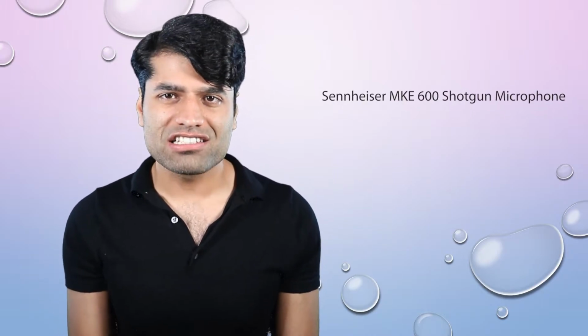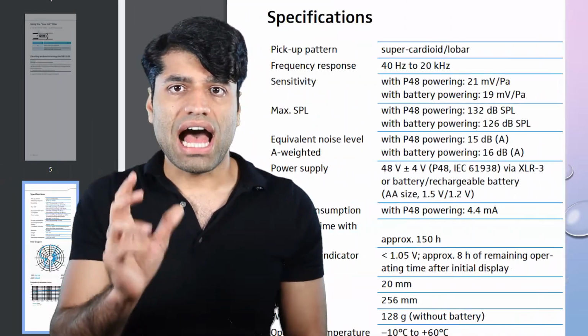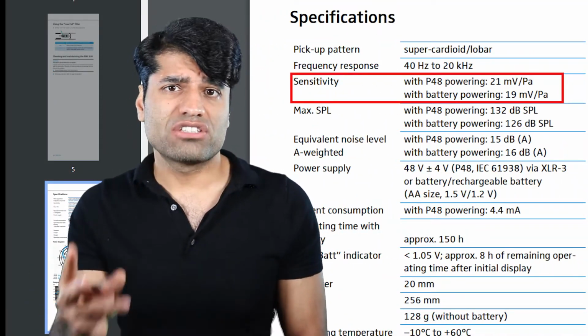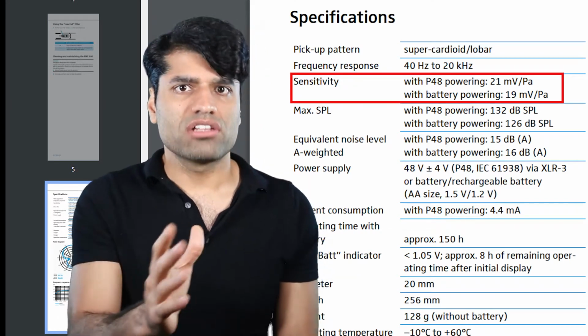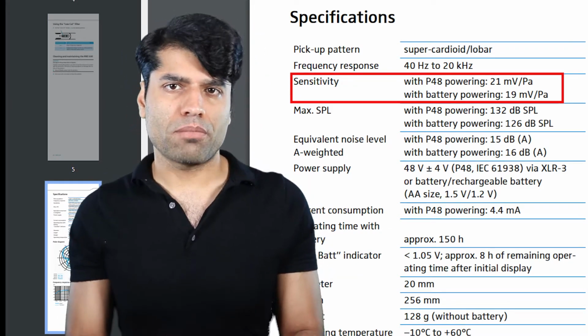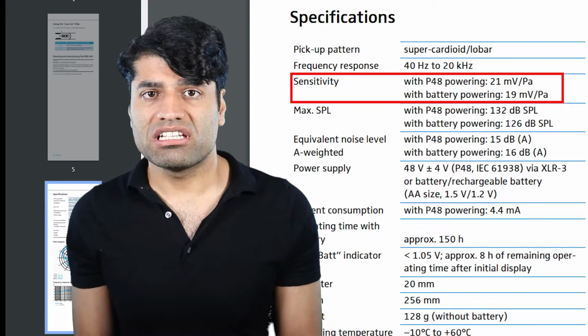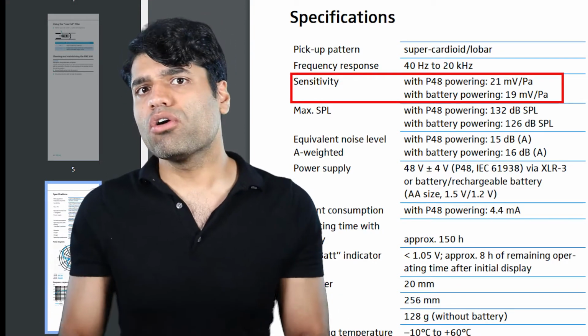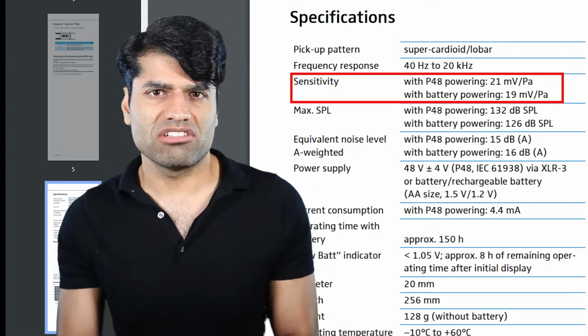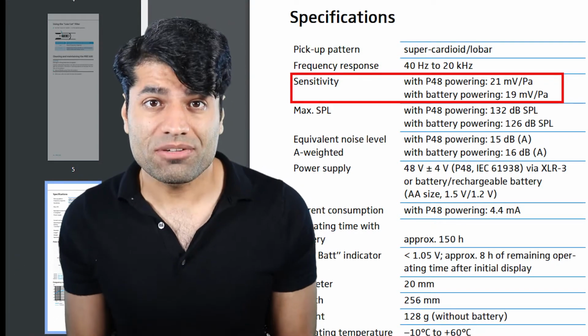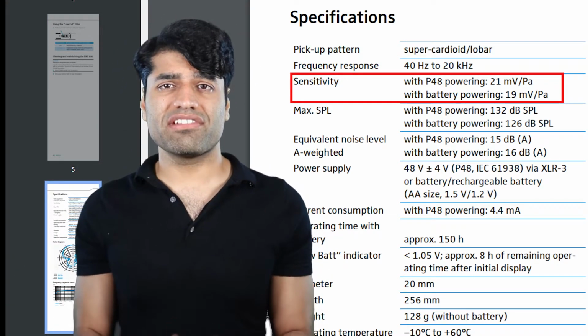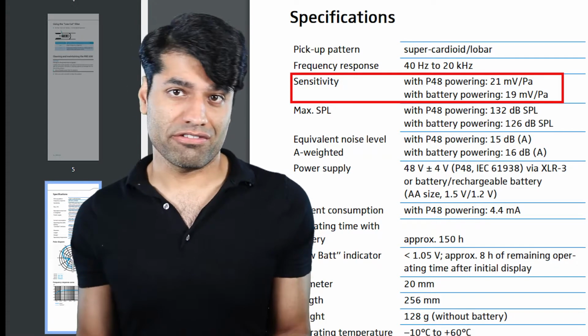For example, if you look at my Sennheiser MKE600 shotgun microphone spec to calculate the American sensitivity value from the transfer factor, you will find two different values. One with P48 phantom powering, which gives 21 millivolt per Pascal, and a lower transfer factor of 19 millivolt per Pascal with battery powering. It shows that the sensitivity changes with input powering.